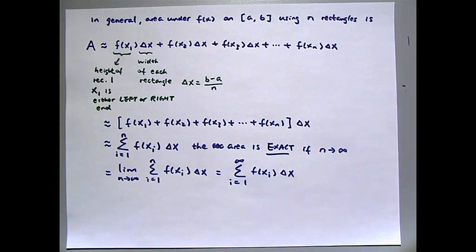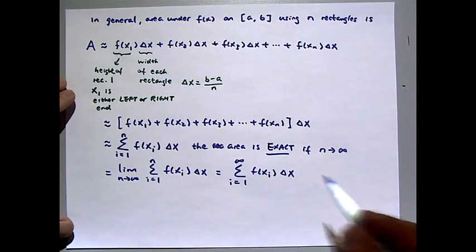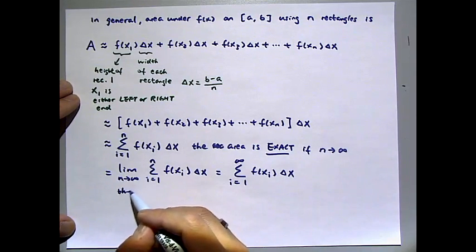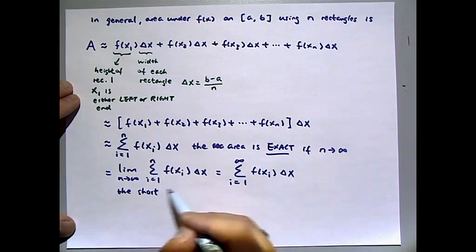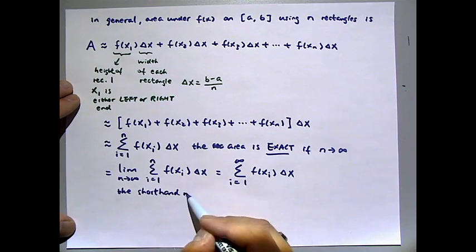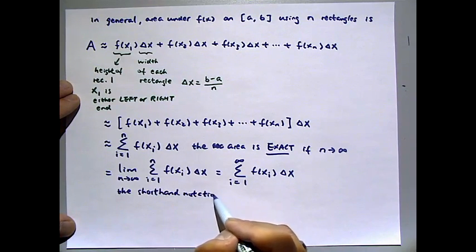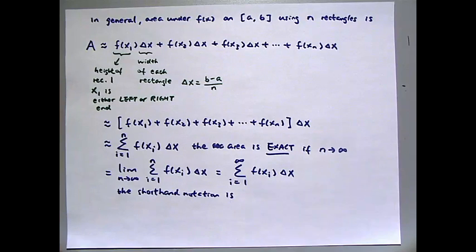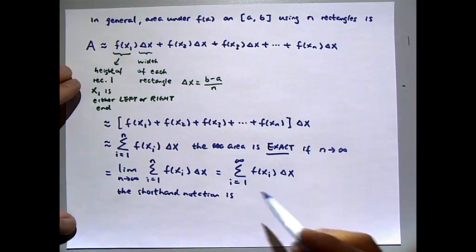And once again, in 162, we'll be doing lots of stuff with that. For now, don't worry too much. We don't want to write this over and over again. So there is a shorthand notation. Okay, we write it this way.